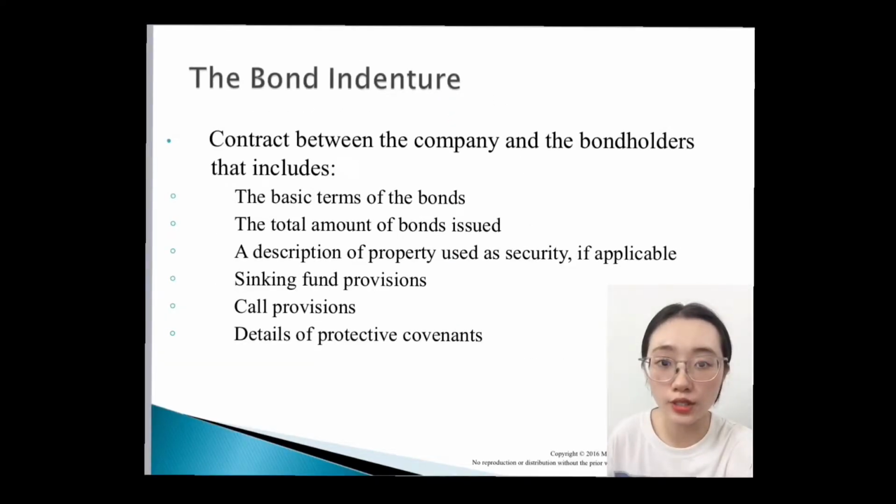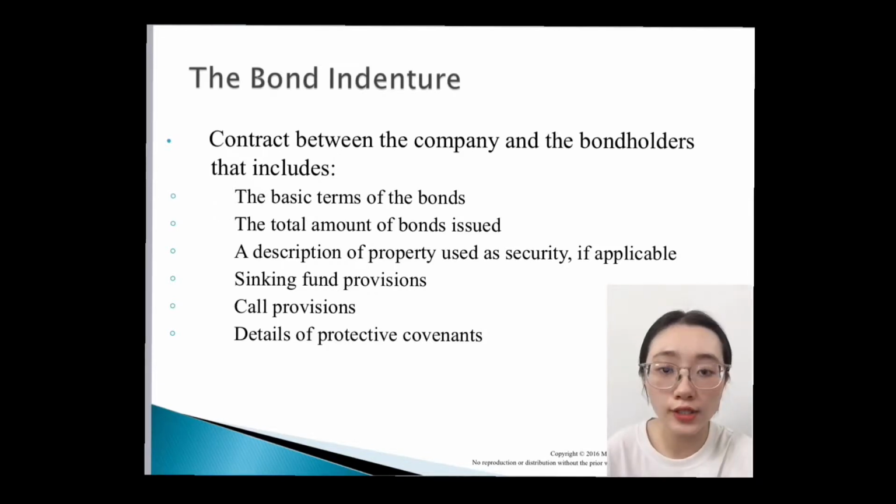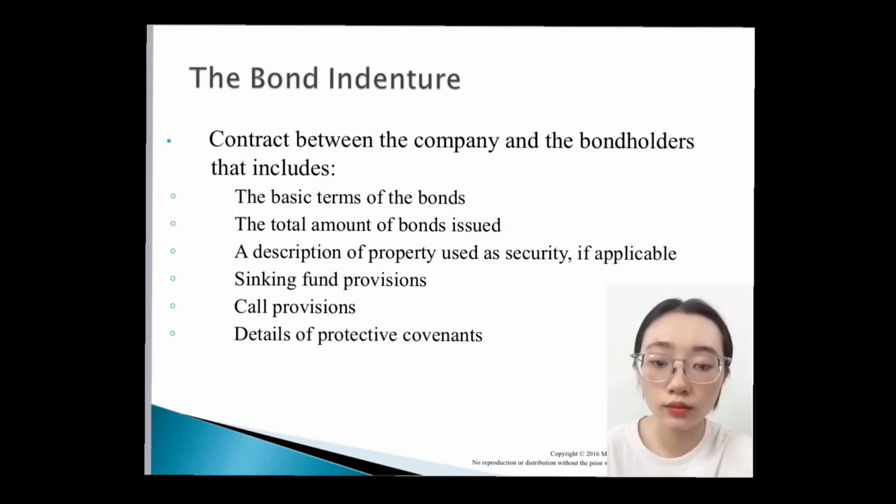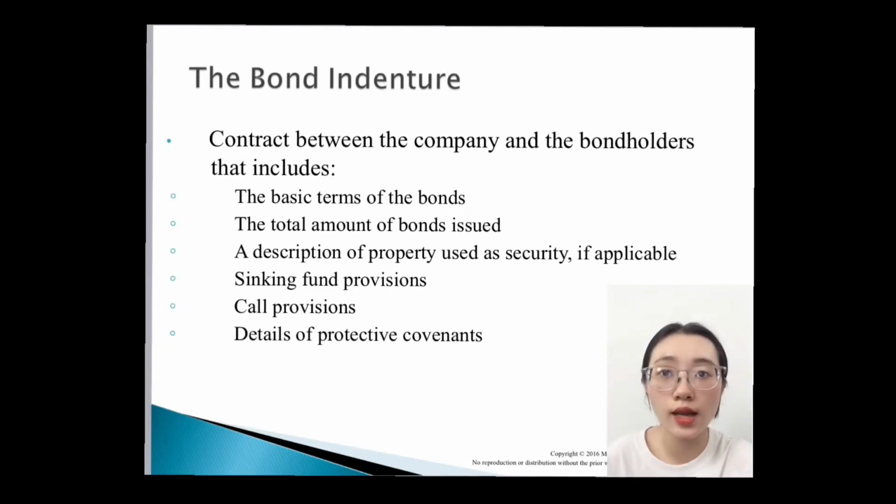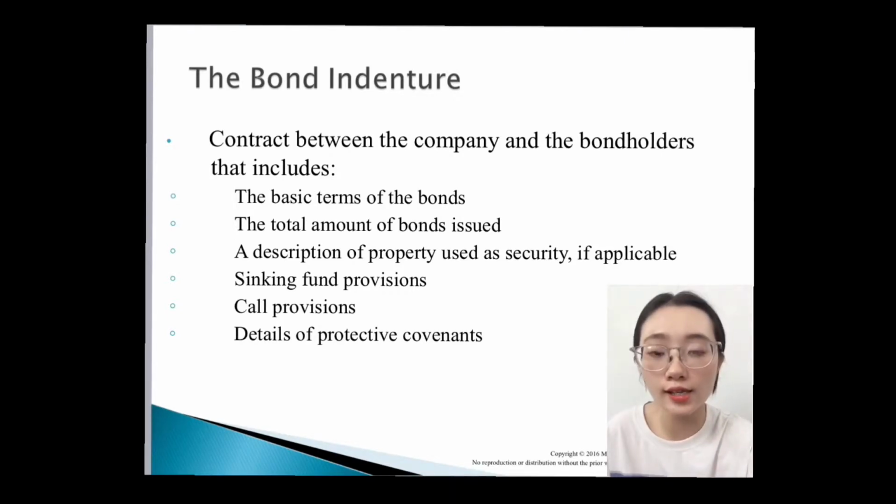The debt security is typically called notes or bonds. So now I will talk about it in depth. Firstly, we will talk about the bond indenture, which is the contract between the company and the bondholder, and it includes six things: the basic terms of the bond, or the total amount of bonds issued; next, a description of the property used and the security, if applicable; and another thing is sinking fund provisions, call provisions, and details of protective covenants.